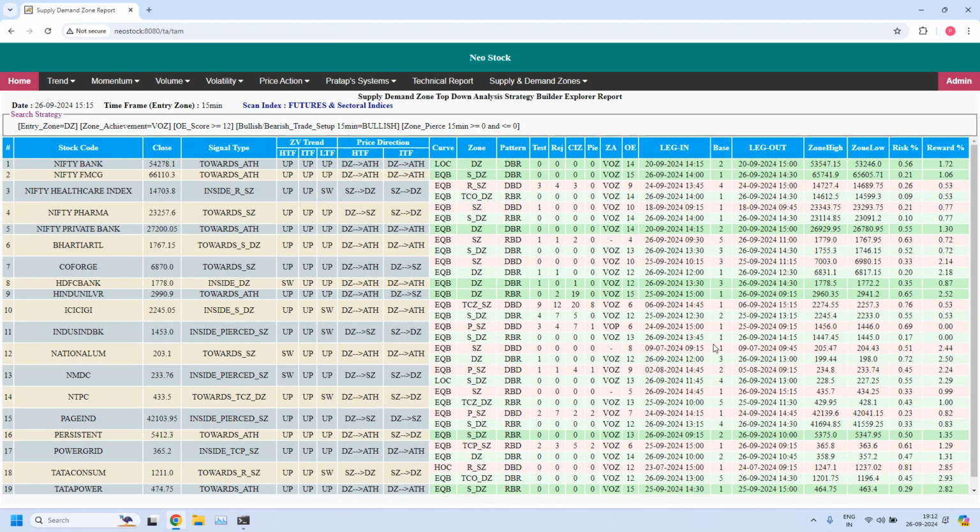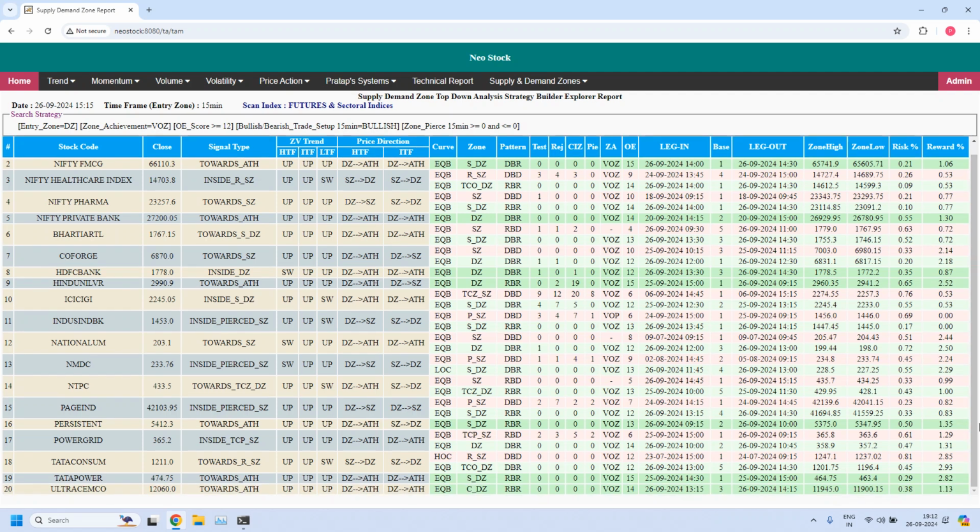Let's verify. So this is the filter list. Total 20 stocks are filtered. These are the first 19 stocks. Let me scroll down. So total 20. And all these 20 stocks are currently supporting the bullish trade setup for daily income trade, that is entry time frame 15 minutes.